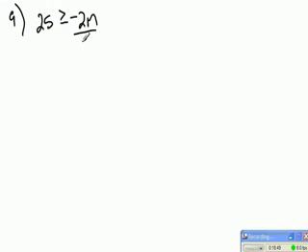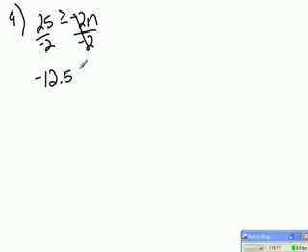Moving on to number 9. Number 9 says 25 is greater than or equal to negative 2m. We want to get m by itself, so I have to divide by negative 2. And 25 divided by negative 2, you can choose to use a decimal or to leave it as an improper fraction. I'm in this case going to use a decimal. Doesn't matter. It is a positive divided by a negative, so I'll get negative 12.5, or you could leave it as negative 25/2.